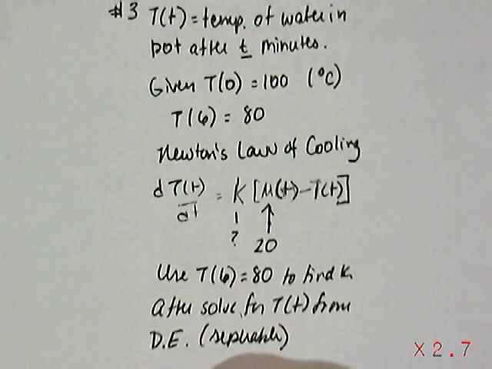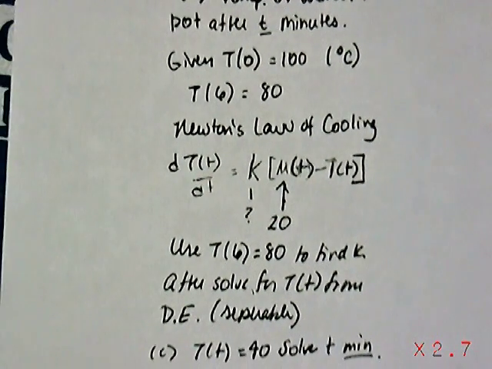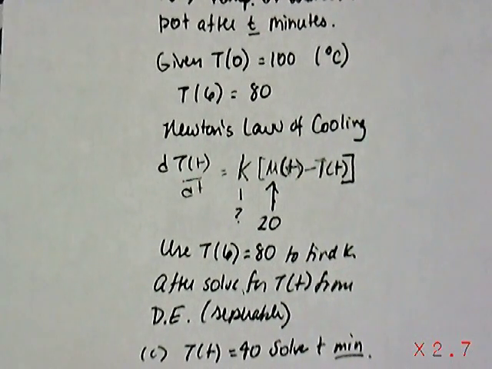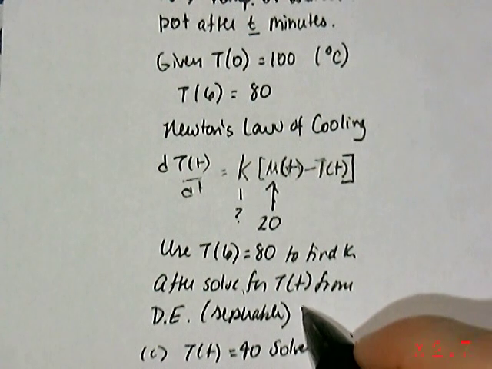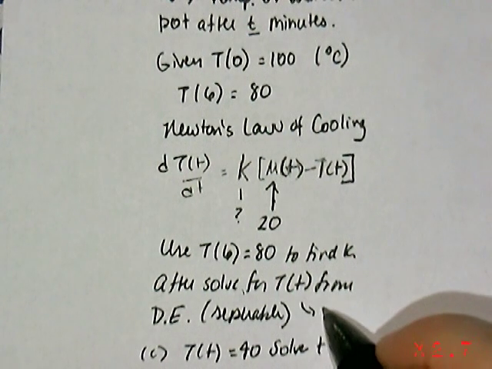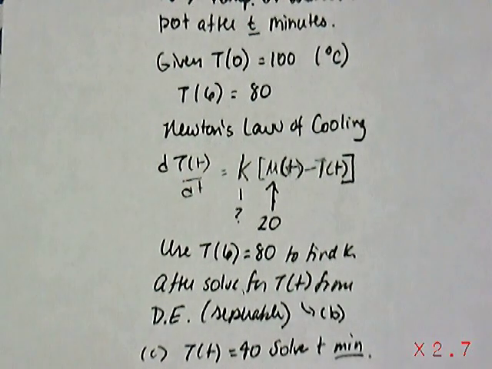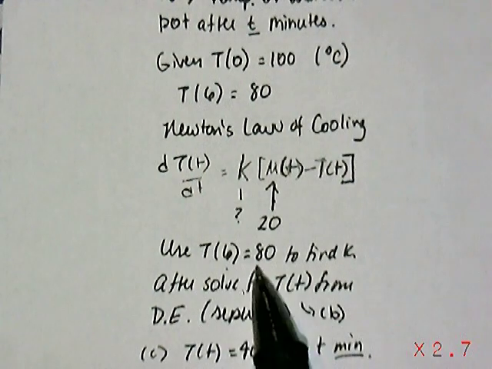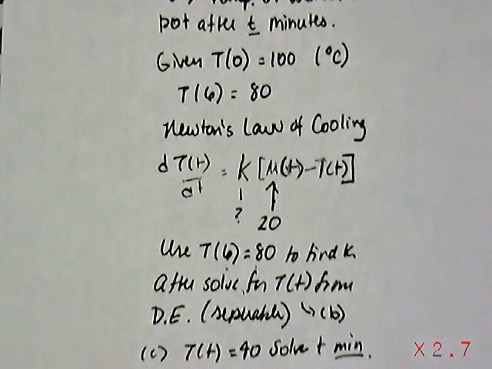So in part C, which you'll need to do, the question is to find the time that it takes for the temperature to reach 40, so whatever solution you get for T of t, set that equal to 40, and solve for t minutes. Okay. So that's pretty much, again, part B is just to solve for the solution. That's part B. Again, you'll need to find the K using this other condition, and that should be pretty much all set for you.